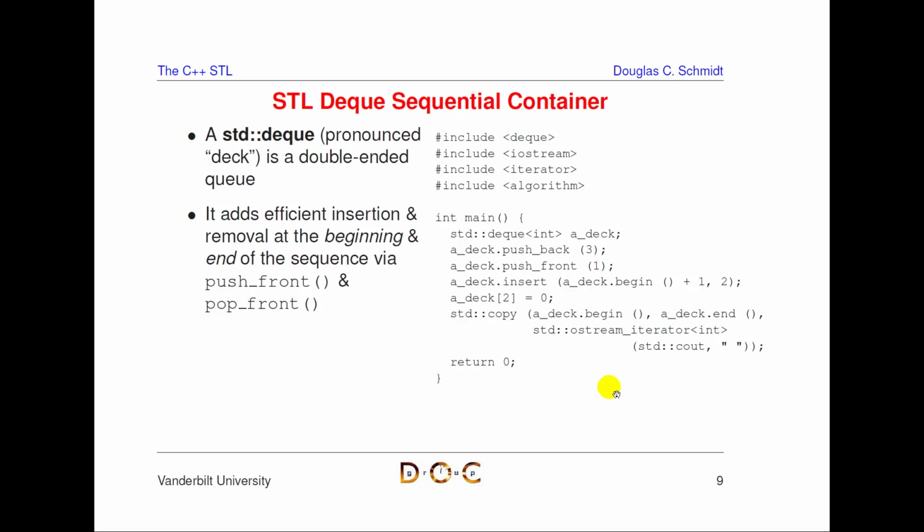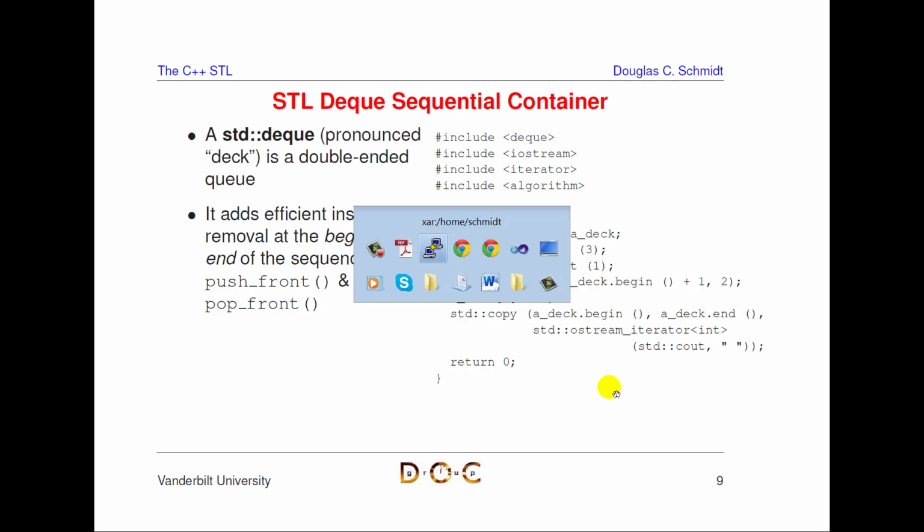Let's take a look now at a deck. A deck is much like a vector, the main difference being that unlike vectors, where you can really only efficiently insert at the end, with a deck you can insert in the front. And that's because a deck is something called a double-ended queue. That's what deck stands for. And so the double-ended queue allows you to put things at the beginning efficiently and at the end. Another major difference between decks and vectors is that decks are typically implemented as non-contiguous chunks of dynamically allocated memory.